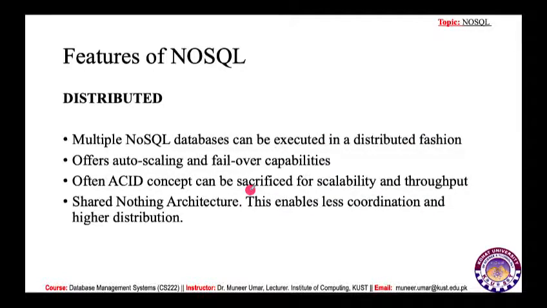Then the third one is distributed. Multiple NoSQL databases can be executed in a distributed fashion. Actually, the origin of NoSQL came with distributed databases. NoSQL were preferred for their distributed nature over relational databases, though relational databases also have support for distributed data, but still they are not much better than NoSQL. They offer auto scaling and failover capabilities.